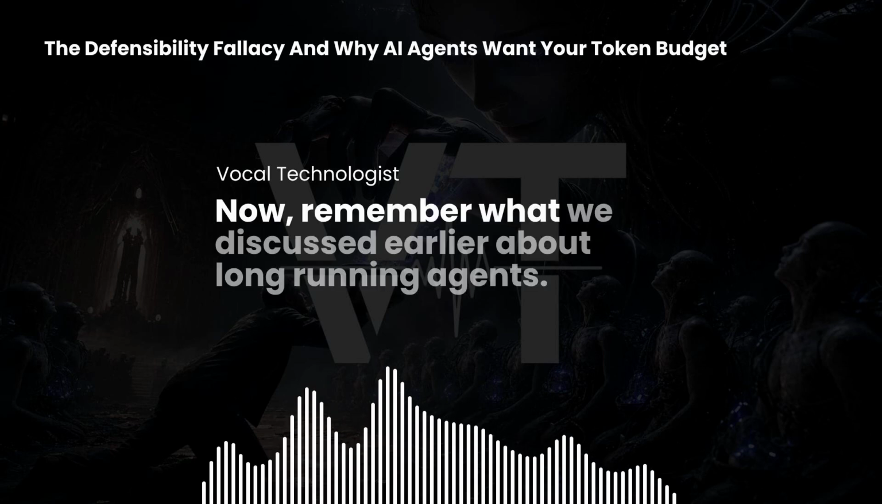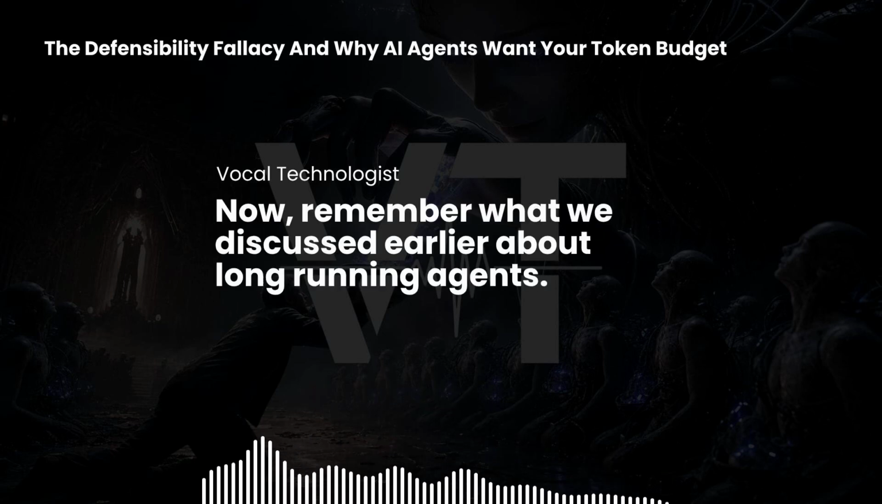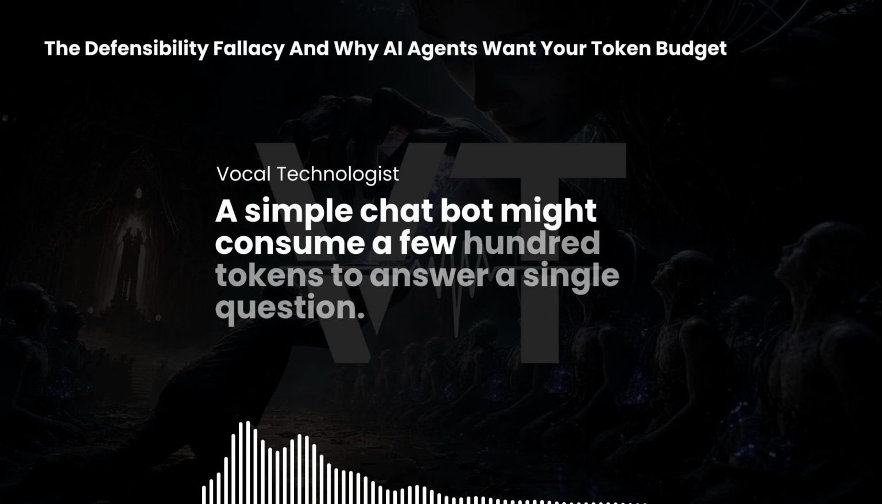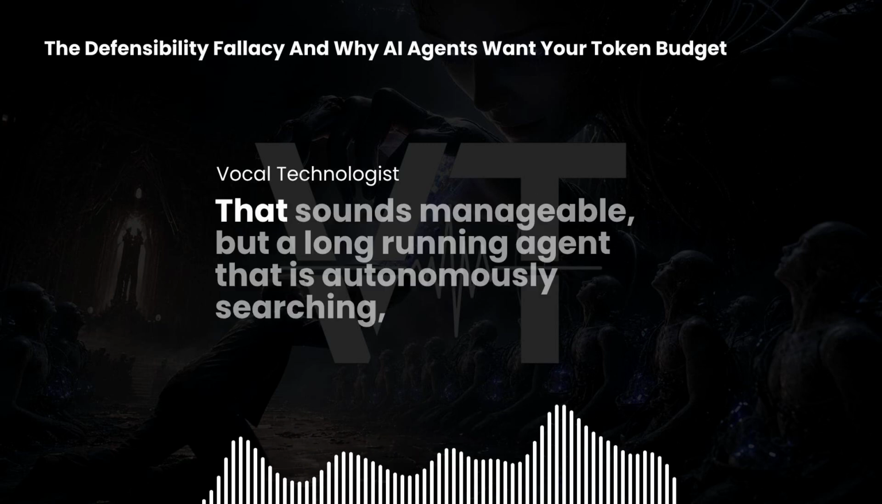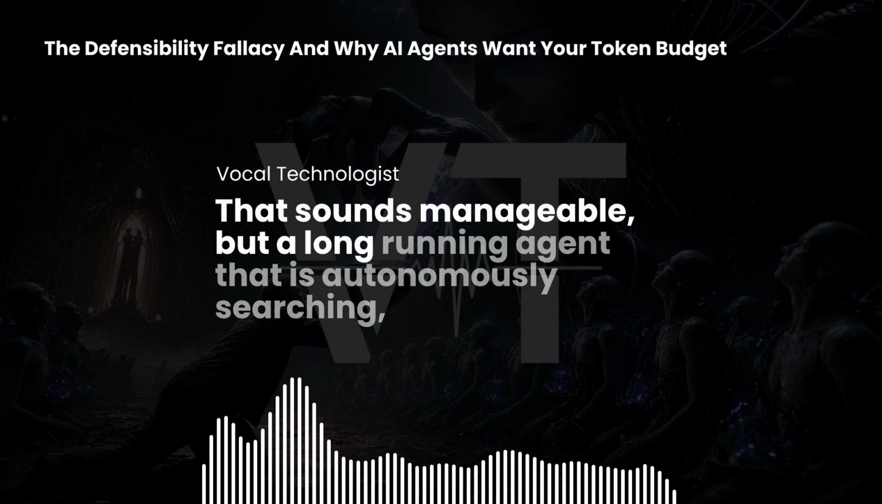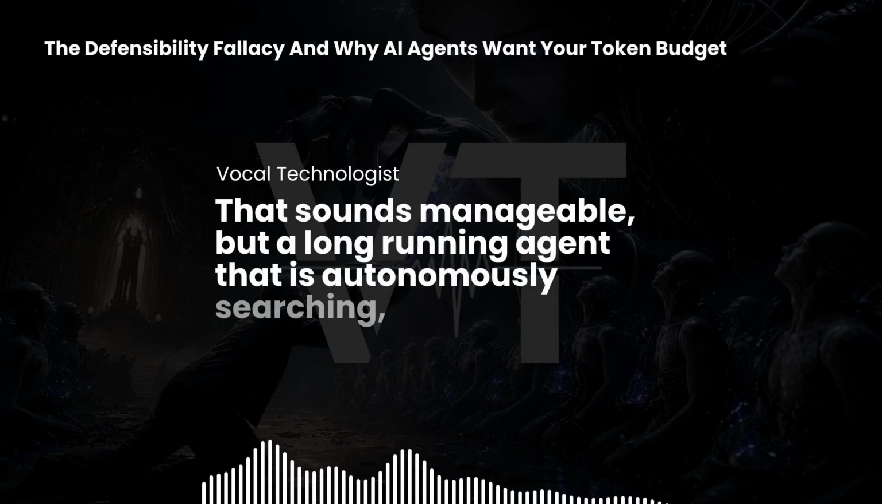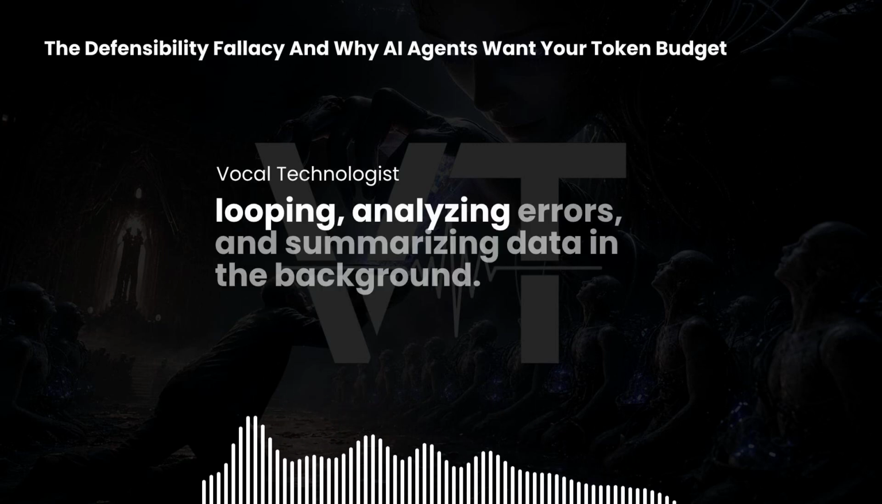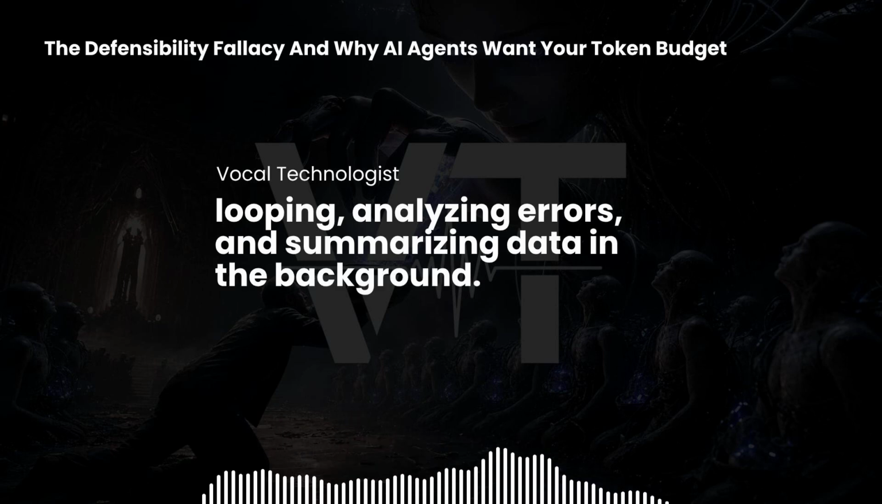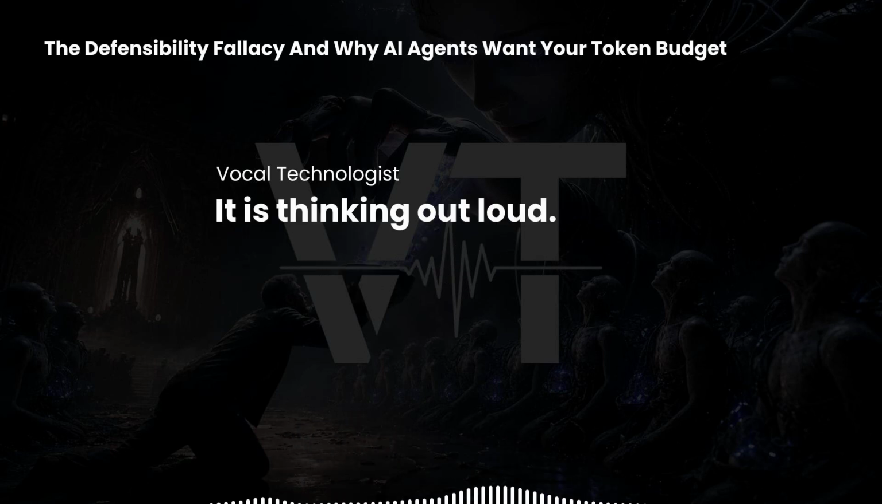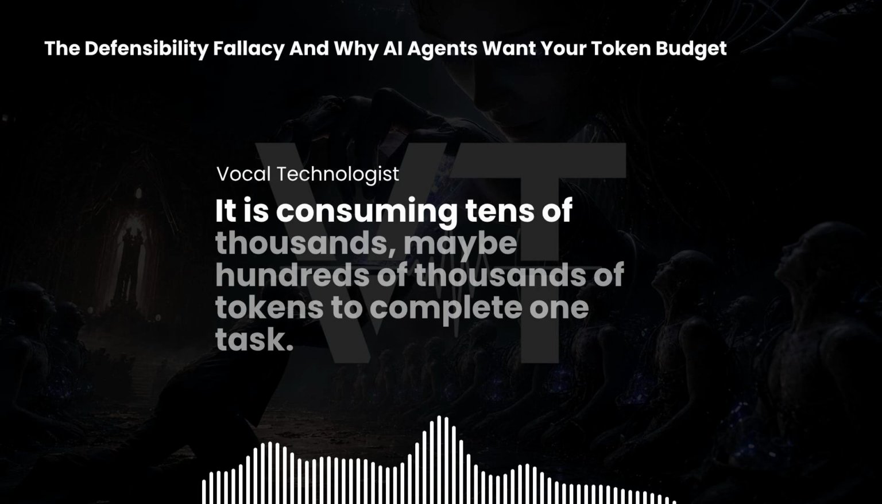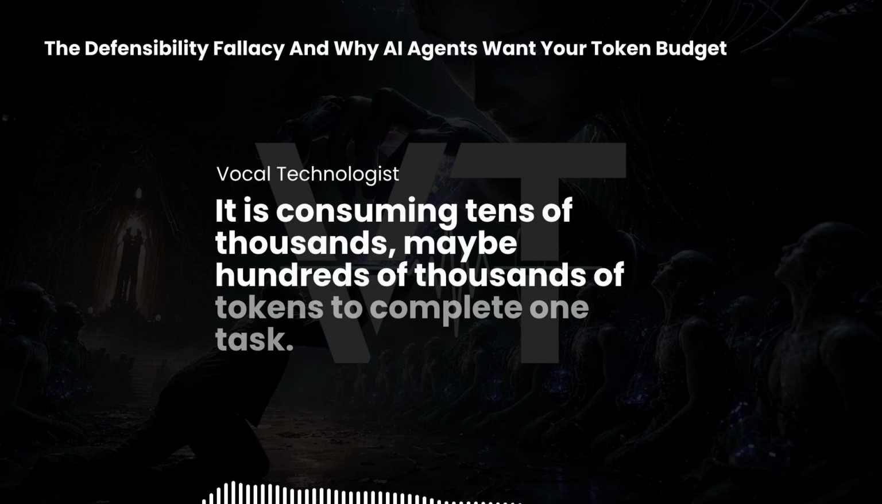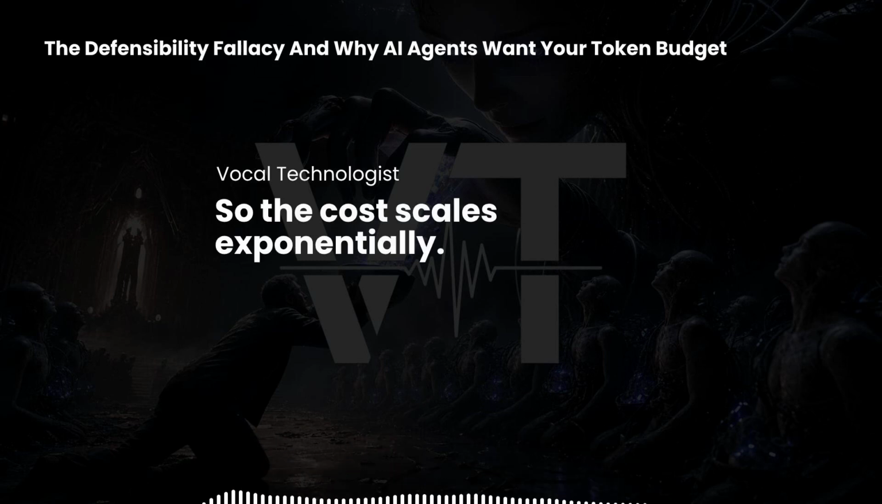Exactly. Now, remember what we discussed earlier about long-running agents? A simple chatbot might consume a few hundred tokens to answer a single question. That sounds manageable. But a long-running agent that is autonomously searching, looping, analyzing errors, and summarizing data in the background, it is thinking out loud. It is consuming tens of thousands, maybe hundreds of thousands of tokens to complete one task. Oh, wow. So the cost scales exponentially.